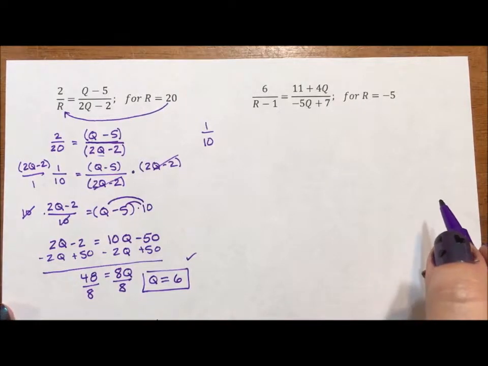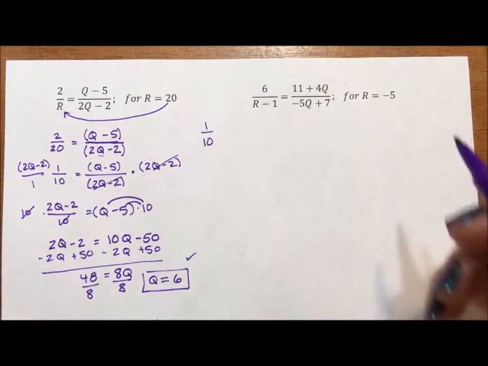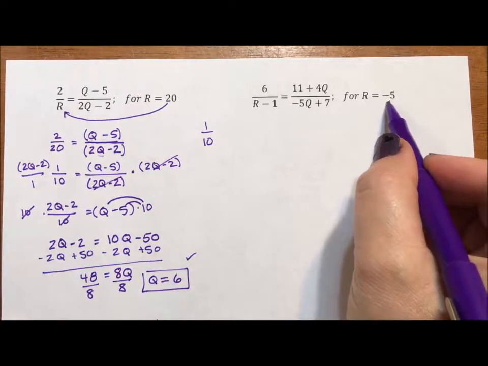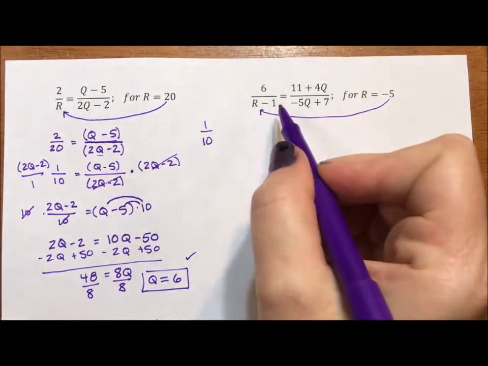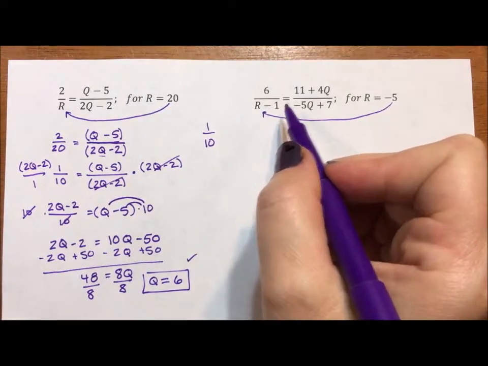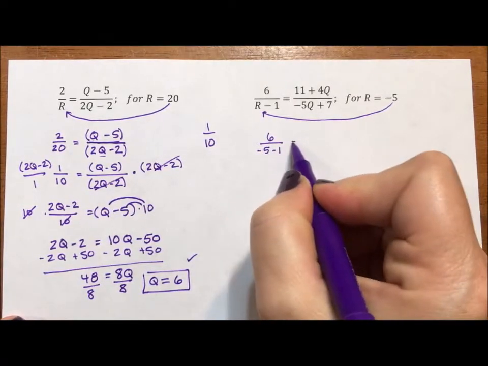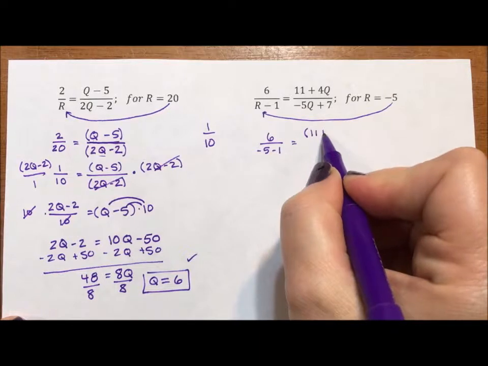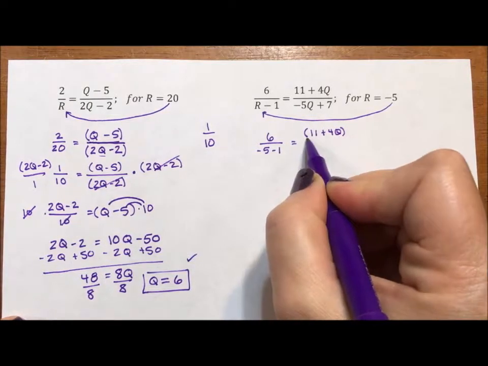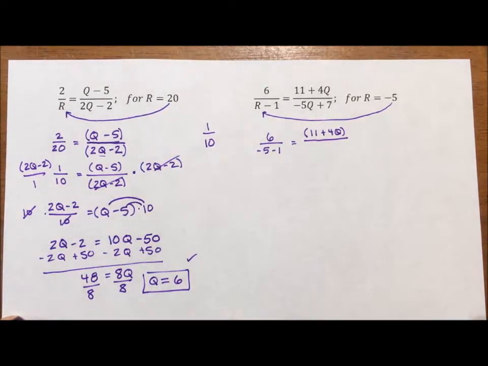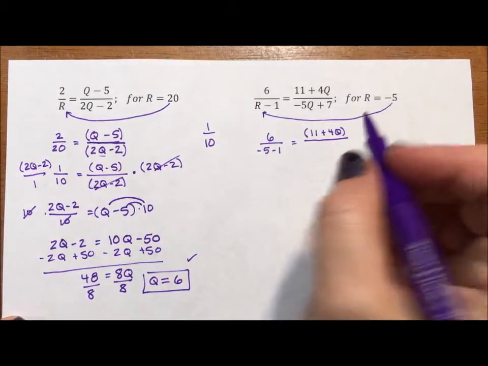All right, let's look at our next one. Our next one, we're putting negative 5 in for R to solve for Q. Okay, so we have 6 over negative 5 minus 1 equals, and again, I'm going to put the parentheses. The parentheses help me remember that this is a single number, (11 plus 4Q). Until I know what Q is, I can't do anything to break that up.